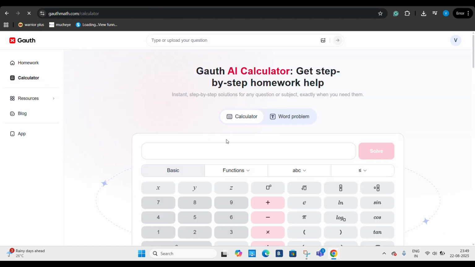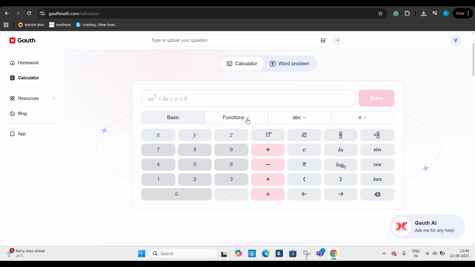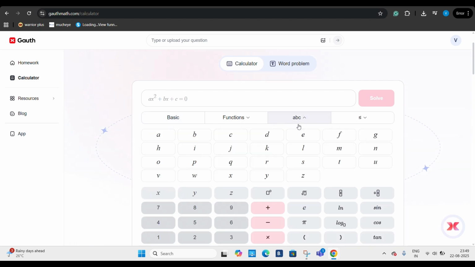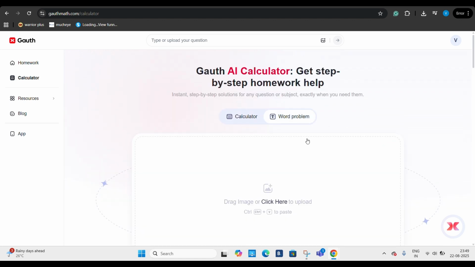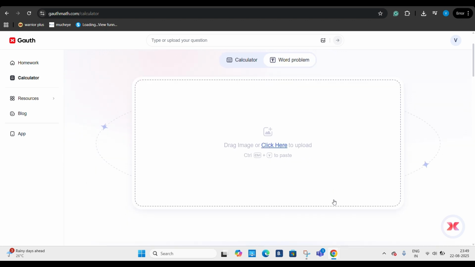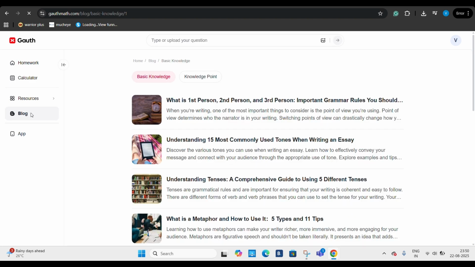And then we have the calculator over here, in which you can get the functions, and if you want the functions, you can keep the function. If you don't want, you can keep it like this. Right now it is the basic calculator. And if you want the alphabets in, you can keep that as well. And also we have this greater than, less than, equal to. And also we have a word problem. So if there is any word problem that you don't know, you can just upload it over here and you can get the answers. And in the homework section, you also get this calculator over here, and you can access the calculator this way as well.